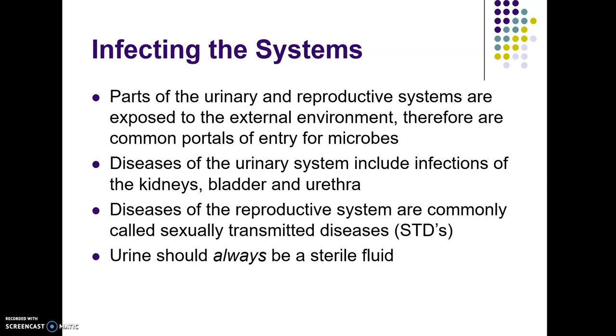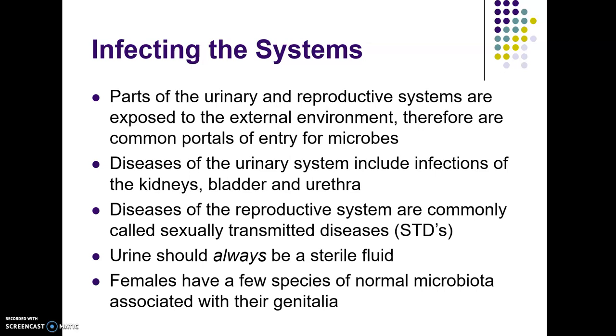And urine should actually always be a sterile fluid. So if the doctor thinks that you have a urinary tract infection and they take a sample of your urine and there's a lot of bacteria, that's a surefire way of knowing that you have a UTI because there is not supposed to be any bacteria in the urine at all. And then we will discuss just very briefly the normal microbiota that's associated with the female genitalia, just as we talked about the normal microbiota of the skin and the large intestine.